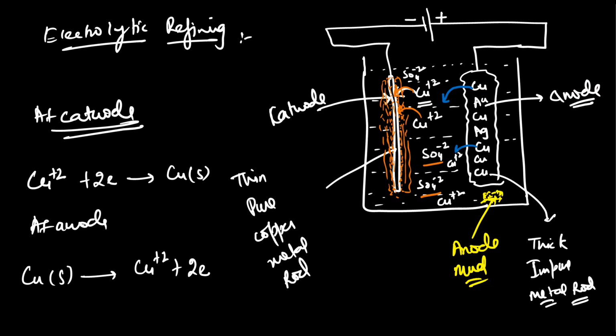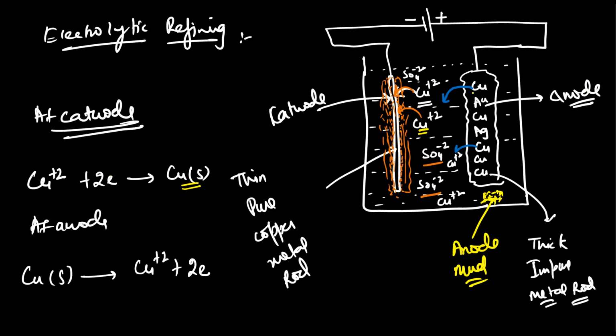Then what is going to happen? On passing current, the Cu2+ ion will reduce to a copper atom. This is reduction. Cu2+ is getting converted into 0. So +2 to 0 is reduction. Addition of electrons is reduction, and always at the cathode reduction takes place. So Cu2+ ion from the electrolyte will get converted into Cu solid and will get deposited over the cathode.